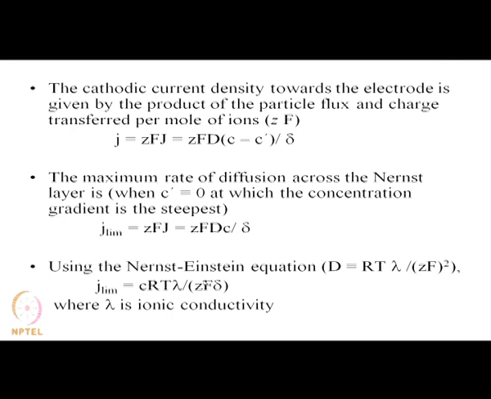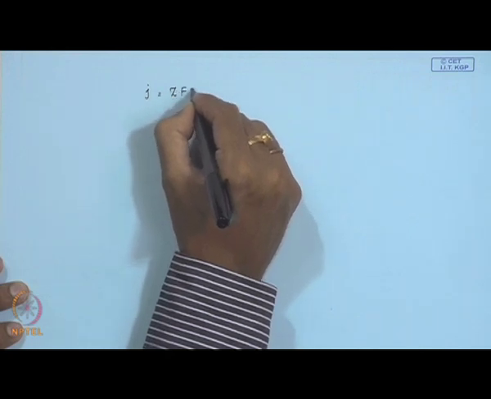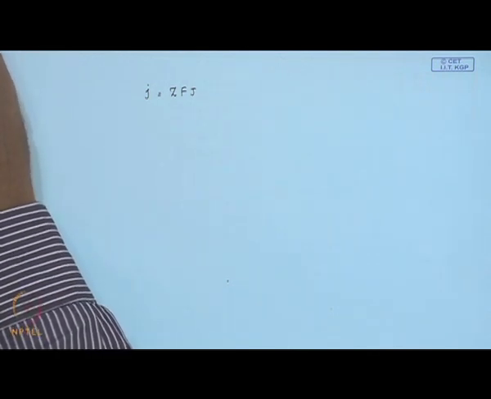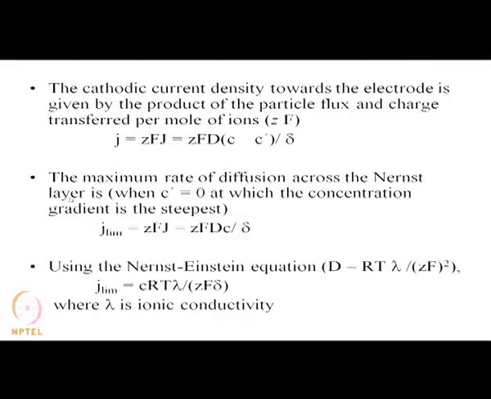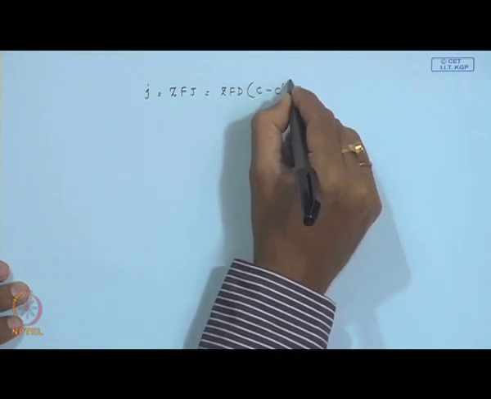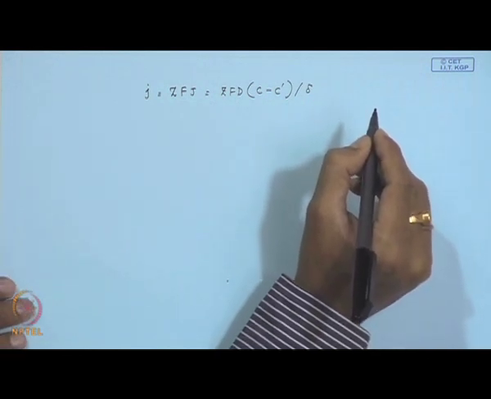Okay. Now, the cathodic current density towards the electrode is given by the product of the particle flux and the charge transferred per mole of ion, that is Z into F. So, therefore, the cathodic current density is given by j equals Z F J, where J is this particle flux and the charge transferred is Z into F. So, basically it becomes Z F D (C minus C prime) divided by delta.